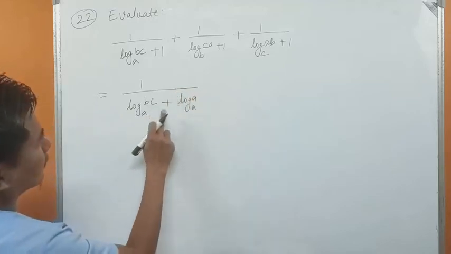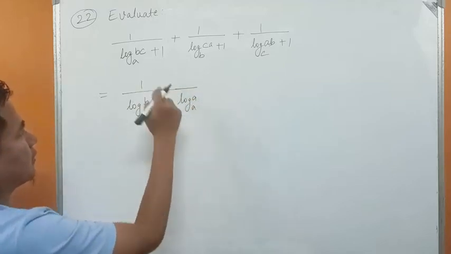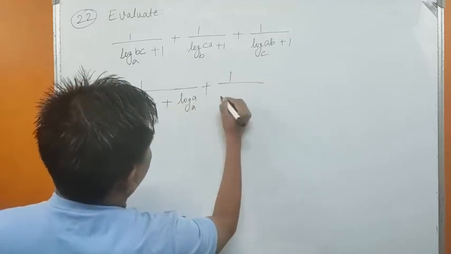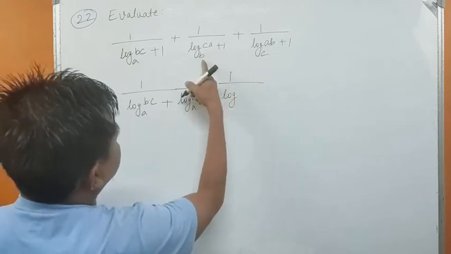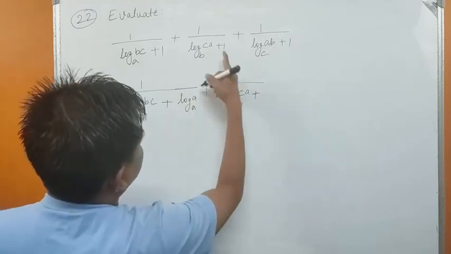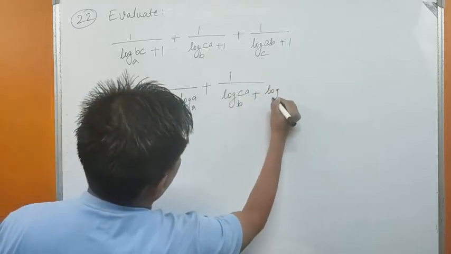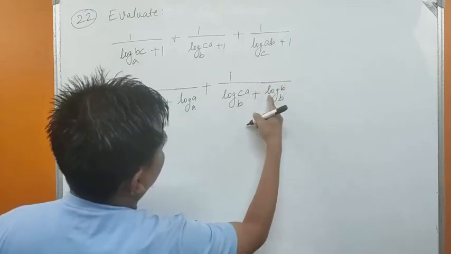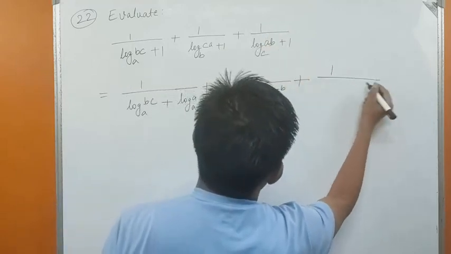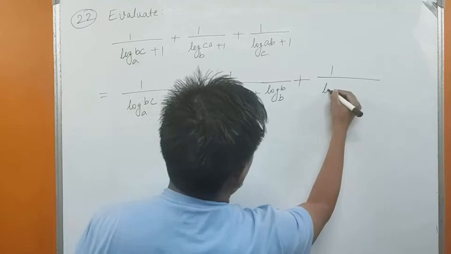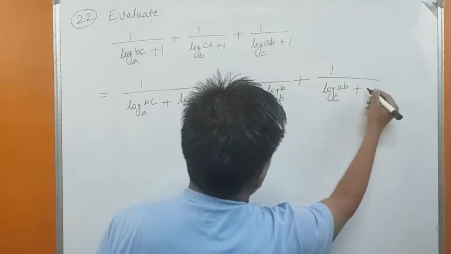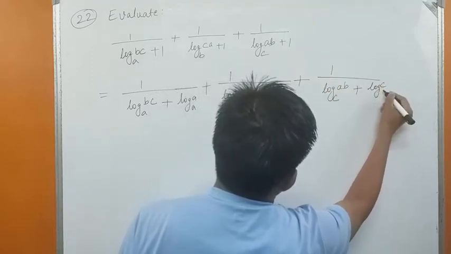Okay, log a to the base a is 1, plus 1 upon log ca to the base b, ca to the base b, we copy as it is, plus instead of 1 I write log b to the base b. Log b to the base b means 1, plus 1 upon log ab to the base c, log ab to the base c, plus 1, instead of 1 I write log c to the base c.